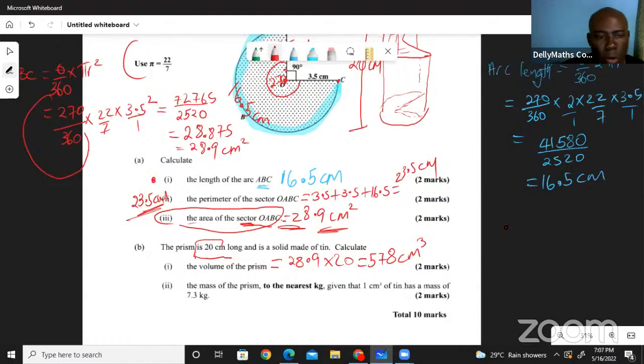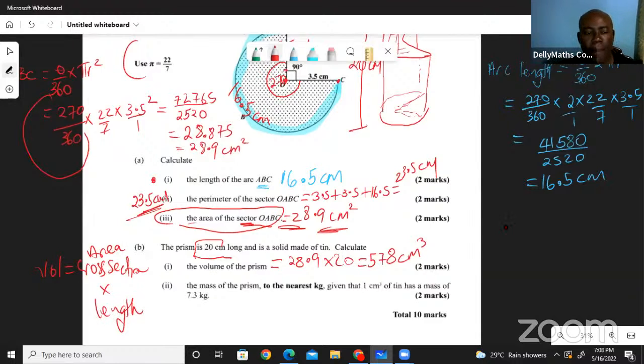Because remember, the volume is your cross-section area, and you multiply that times your length, or depending on the orientation, length or height. So in this case, we really had height. Area of the cross-section times the height, 28.9 times 20, and we get 578 cm cubed. All right, so that is the volume of it.